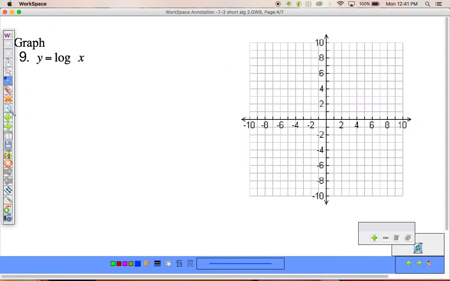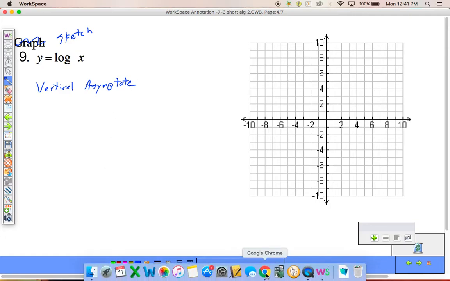All right, now I'm going to ask you to sketch. I'm not going to ask you to graph. I'm going to ask you to sketch this. Okay. What we're going to have to find this time is a vertical asymptote. Okay, we're going to get it from the picture. So what I'm going to do, I'm going to open up Desmos.